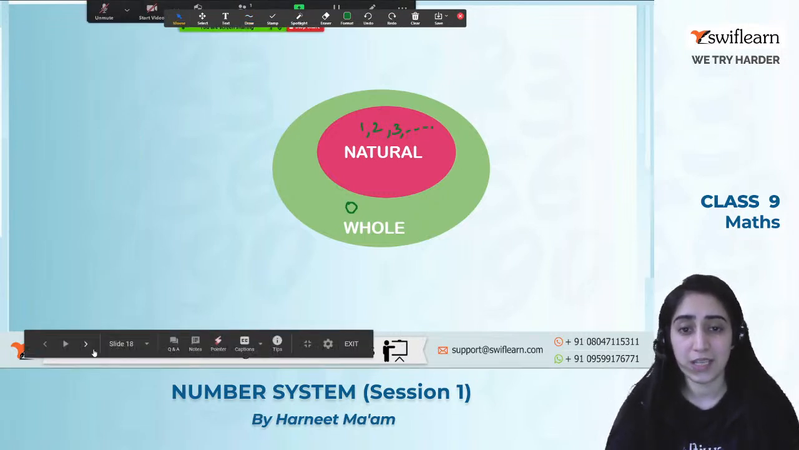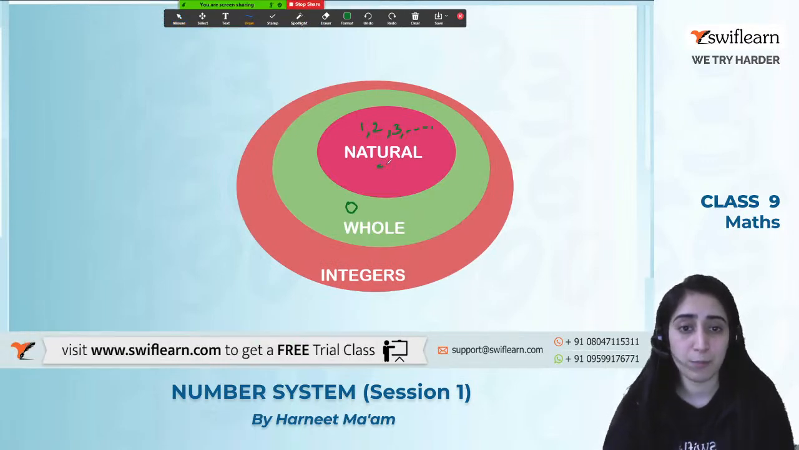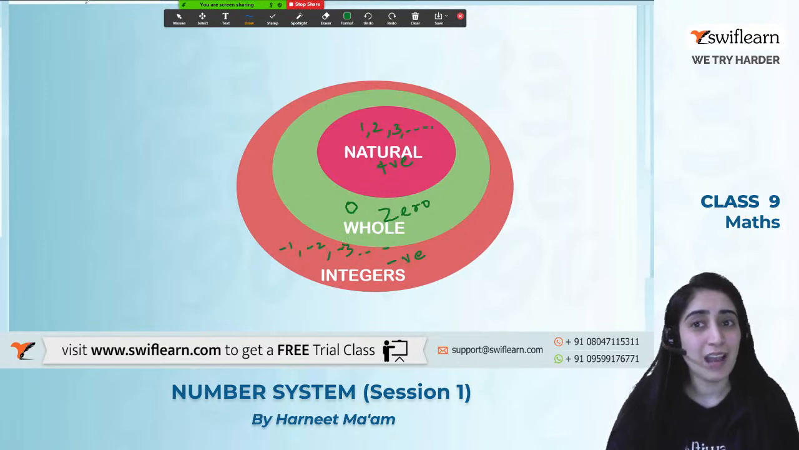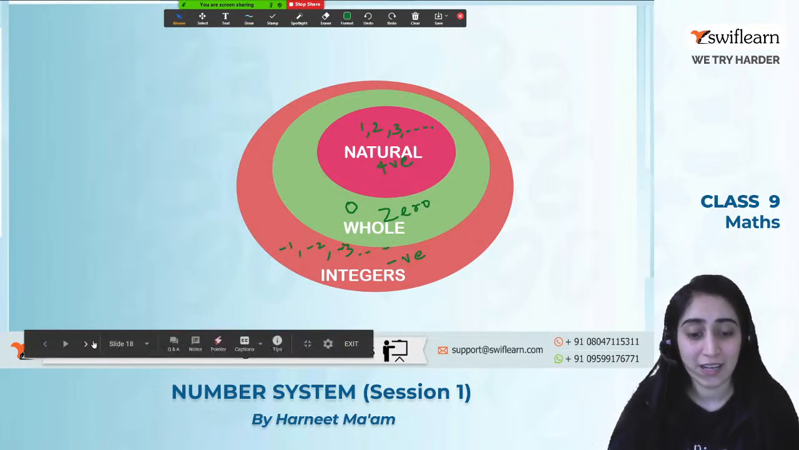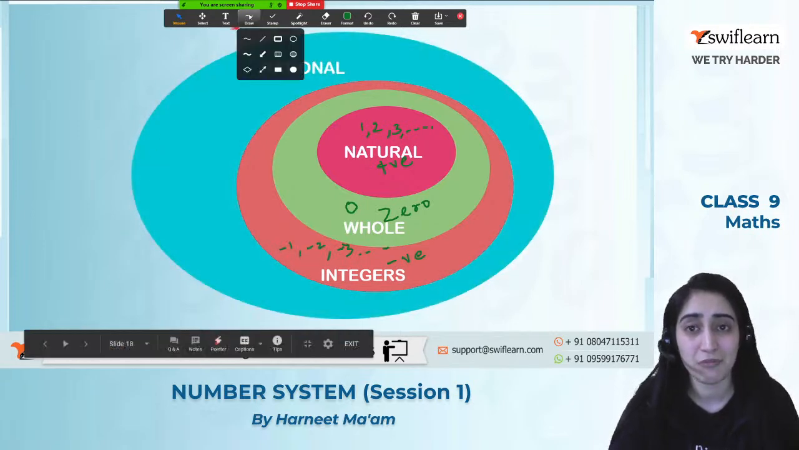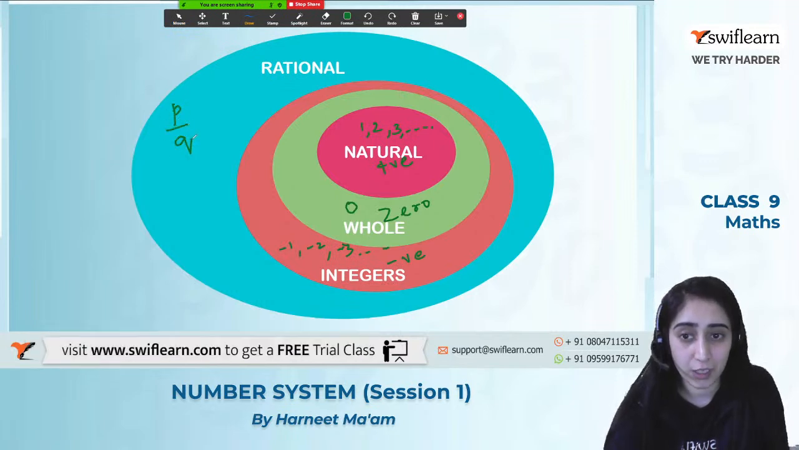Next comes, what is it next? Next are integers, that include, what do they include? Here they are positive numbers. Here it is 0. And here it is negative numbers, right? So like -1, -2, -3, and so on. Now coming to what is left, what have we studied just before that? It is rational numbers. So what are rational numbers? The numbers which can be represented in the form of P by Q, like a fraction, but the Q should not be equal to 0.